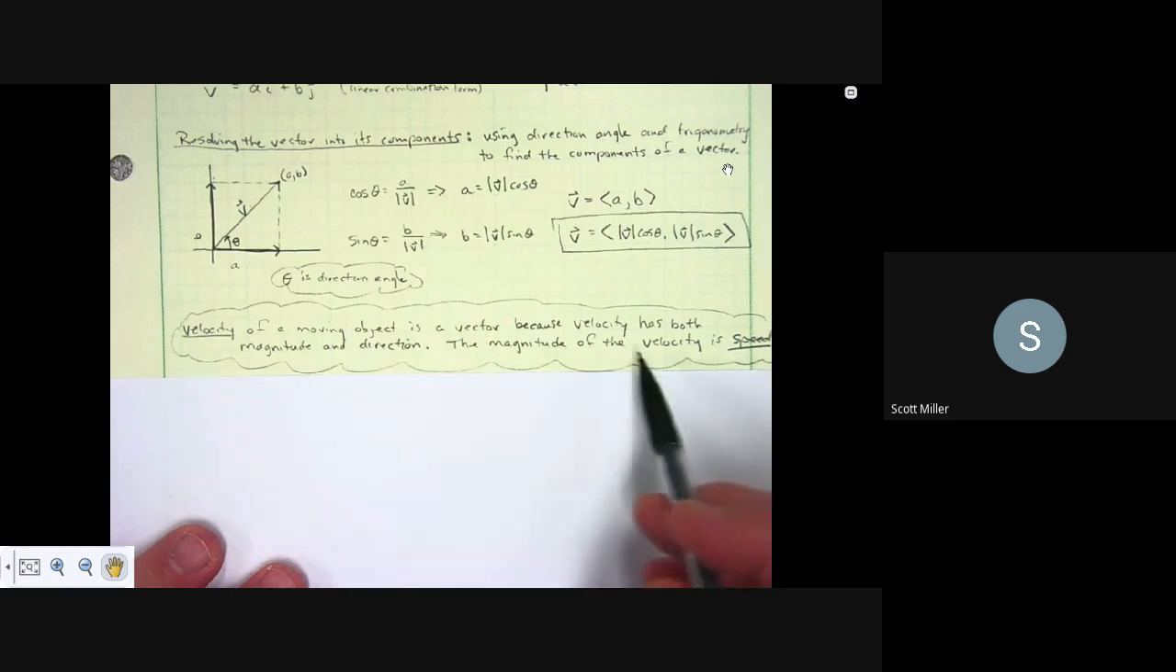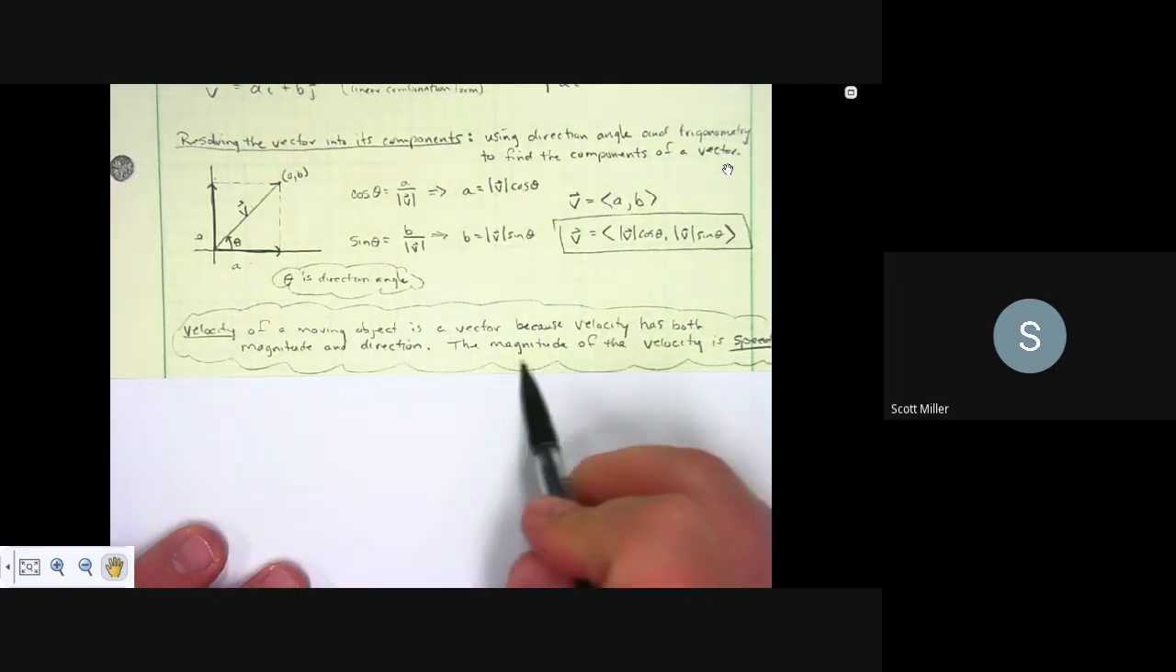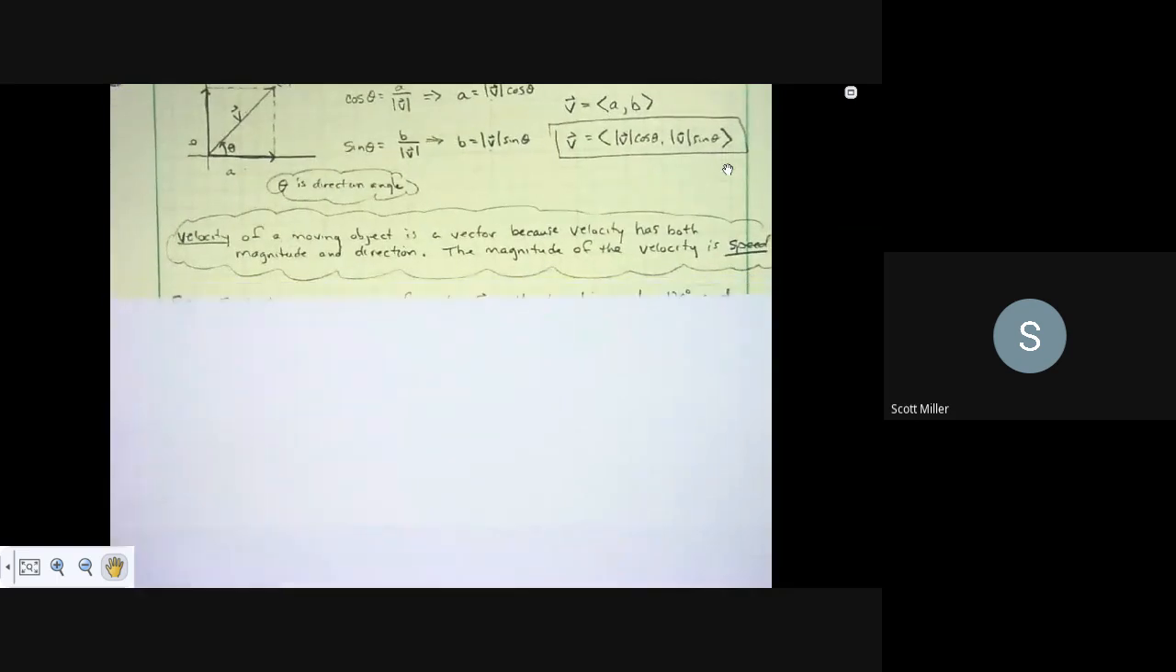The velocity of a moving object is a vector, because velocity has both magnitude, a length or a value, and a direction. Think of throwing a baseball. If I throw a baseball, I'm throwing it with some force, giving some speed behind it, and a direction in which I throw it. The magnitude of the velocity is called the speed. How hard I throw it is basically the speed of this thing. I have another example I'm going to do with you.